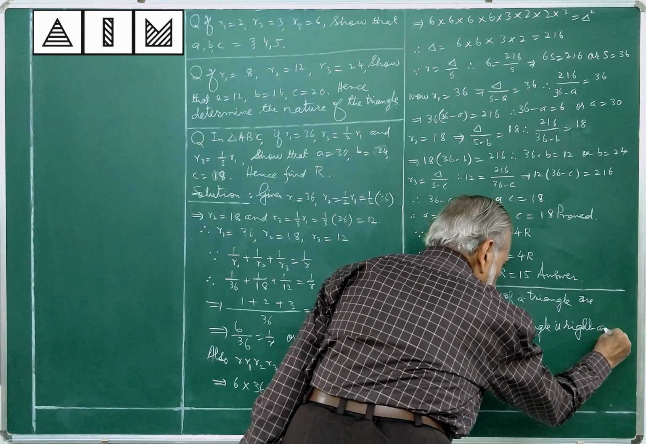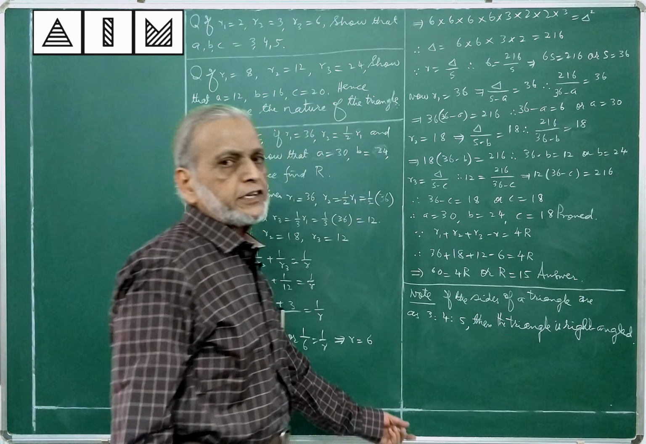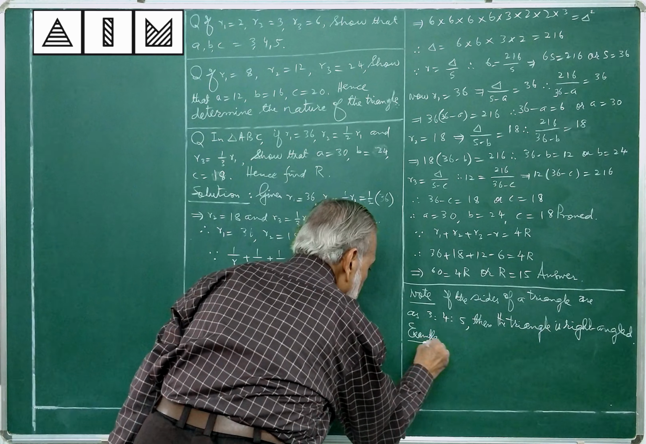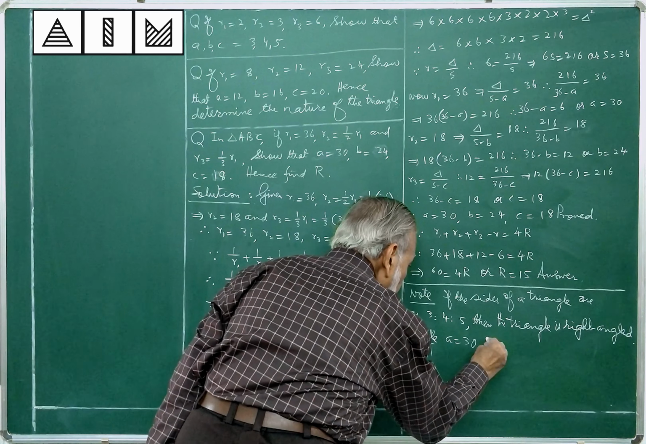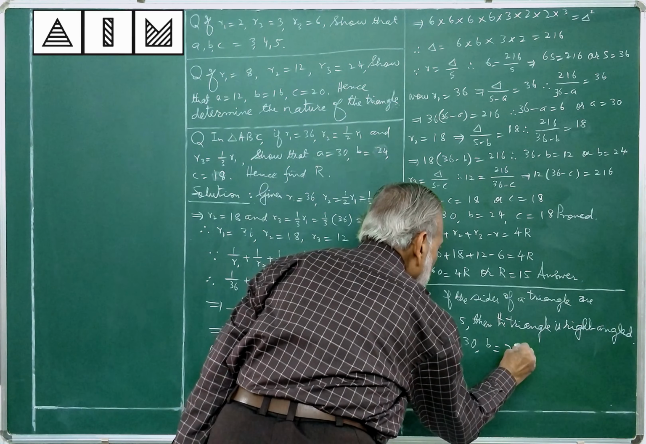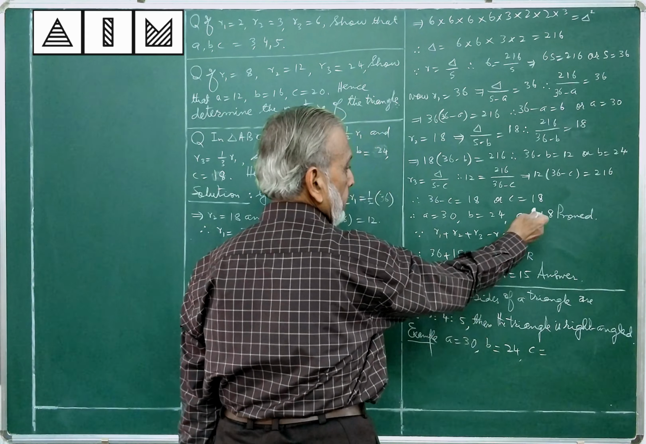Not required in this question now, it will be definitely required elsewhere. If the sides of a triangle are in the ratio 3:4:5, then the triangle is right angled. Remember this property, it may be used anywhere. One example I am giving. In the instant question, we have proved A is equal to 30, B is equal to 24, C is equal to 18.